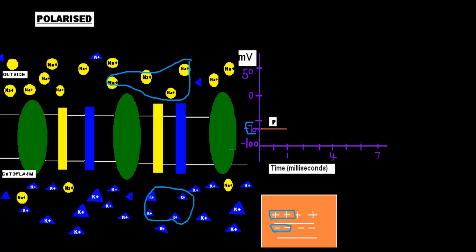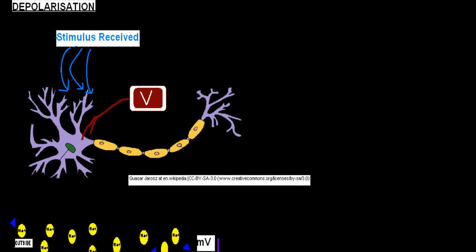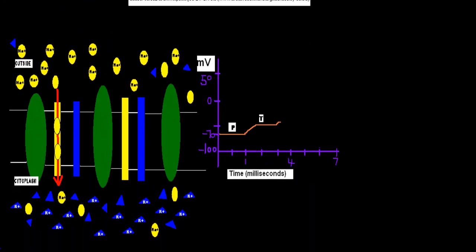When a stimulus is received by the dendrites, sodium ion channels open and sodium ions rush into the cell. A stimulus can be pressure, heat, light, or chemical information coming from other cells. The neuron at this stage starts depolarizing.